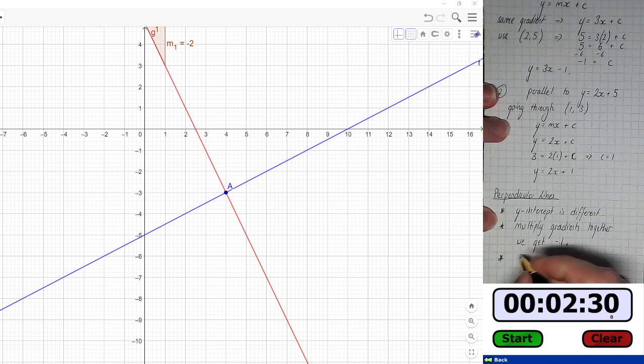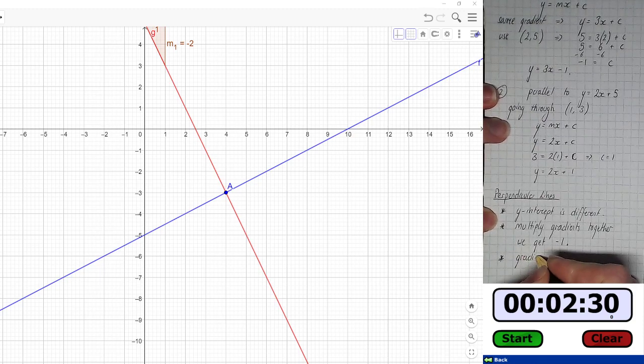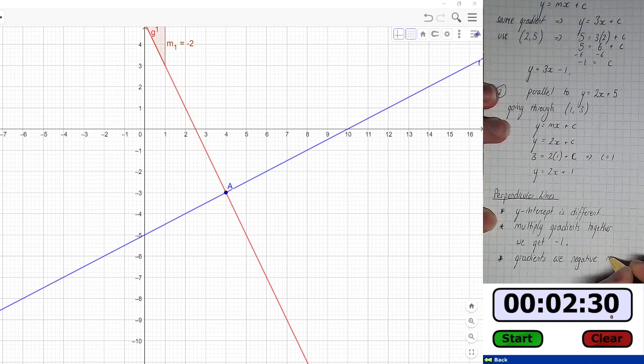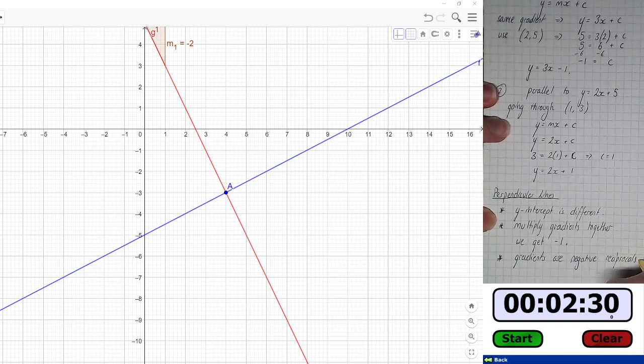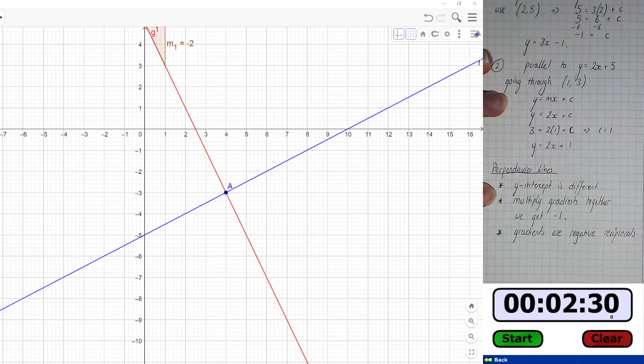What we can say is that their gradients are negative reciprocals. That is just a fancy way of saying that if we know one of the gradients, we can find the other one by taking its negative reciprocal. We're just going to have a little look at this to finish off, and then I'm going to ask you to go away and have a look at a few things, because this is something that we will need to get our heads around.